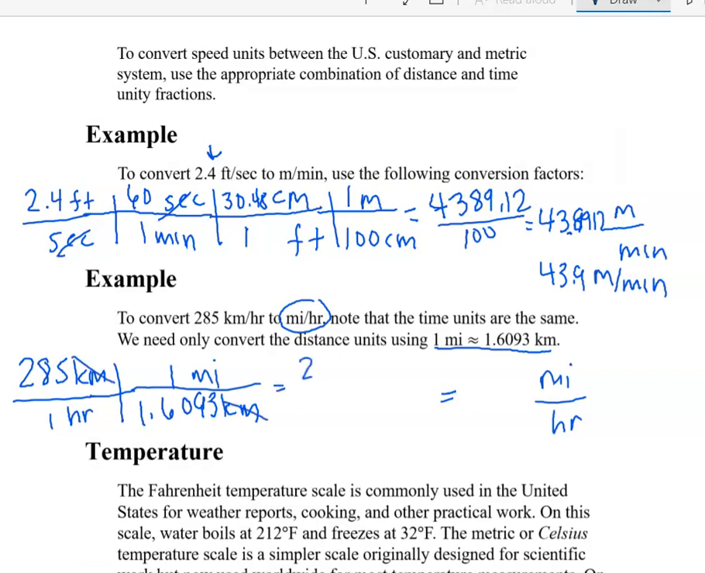We're going to end up having 285 divided by 1.6093. And that is 177.095, and it keeps going. Actually, the next number would be a 6, but we want to round in this case to the nearest mile, so 177 miles per hour.